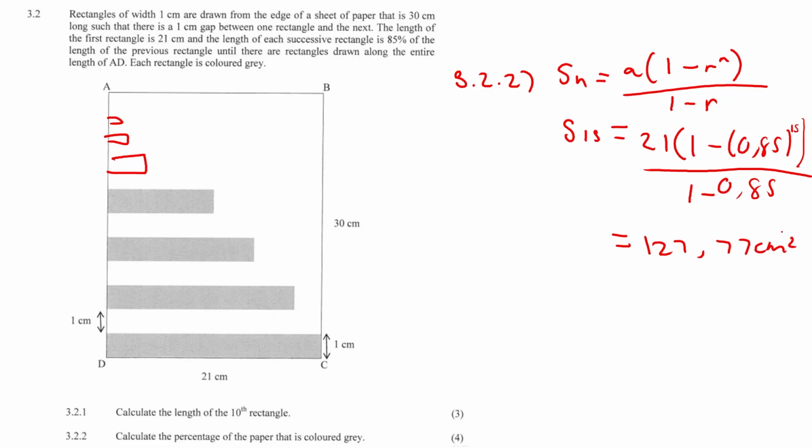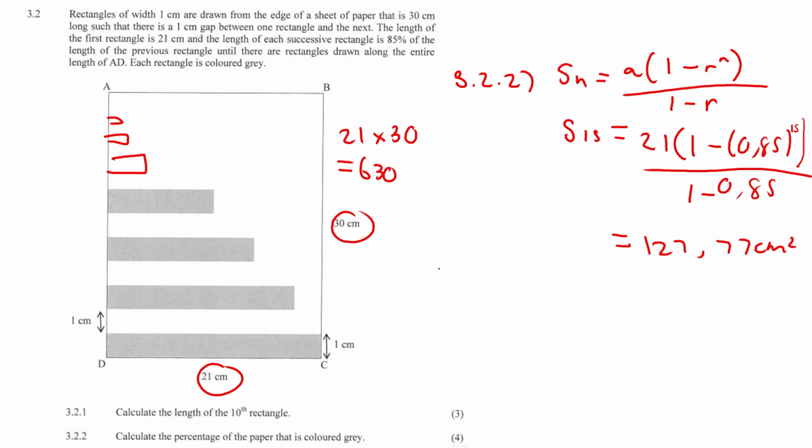But now what is the total area of the piece of page? Well, this piece of paper is a rectangle. So it's just going to be length times breadth. So 21 times 30 is equal to 630. So this is going to be in our denominator. We just put them over each other. We multiply by 100% to get a percentage.